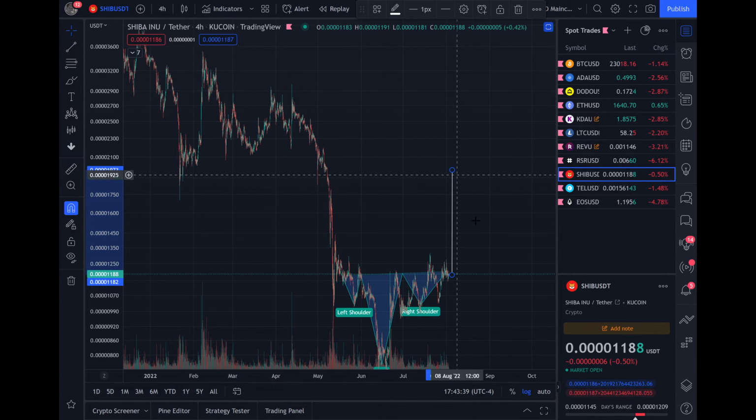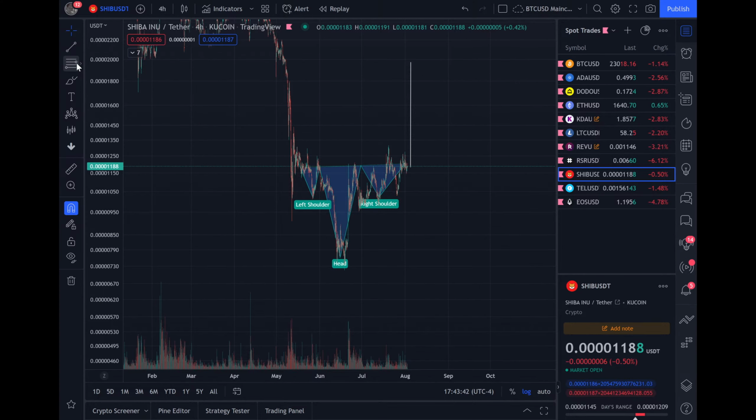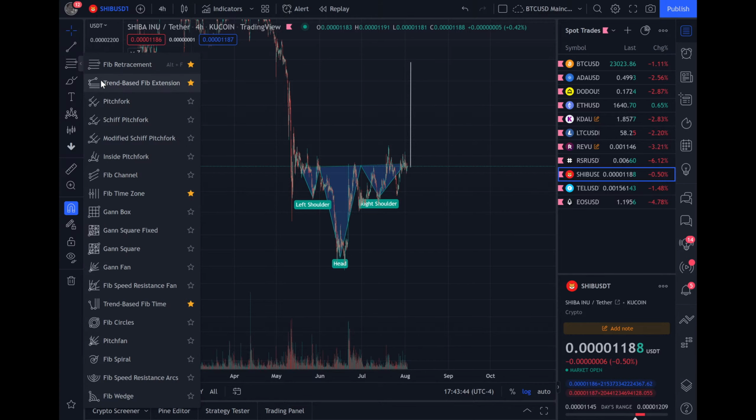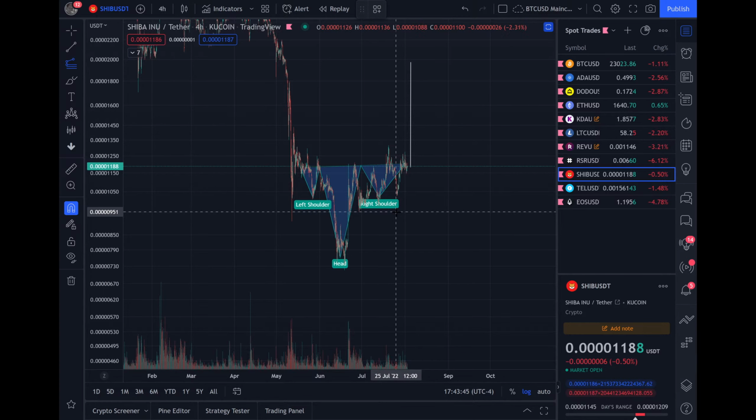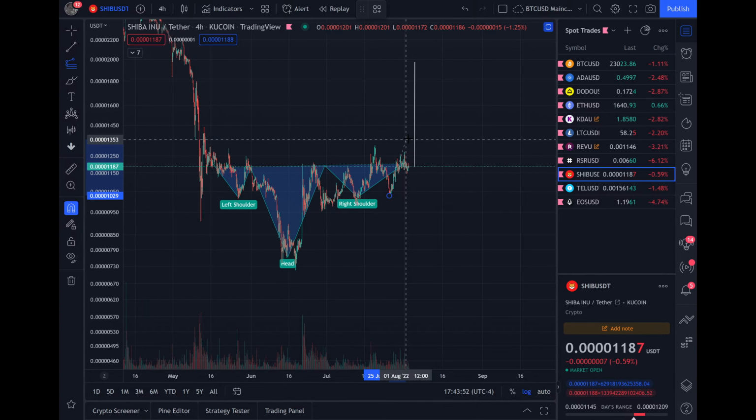A nice wave 3, and let's see what the Fibonacci levels show us for this. So if we take our Fibonacci extension tool from the bottom, let's see, what did we say was the top? I think this was the top, right?